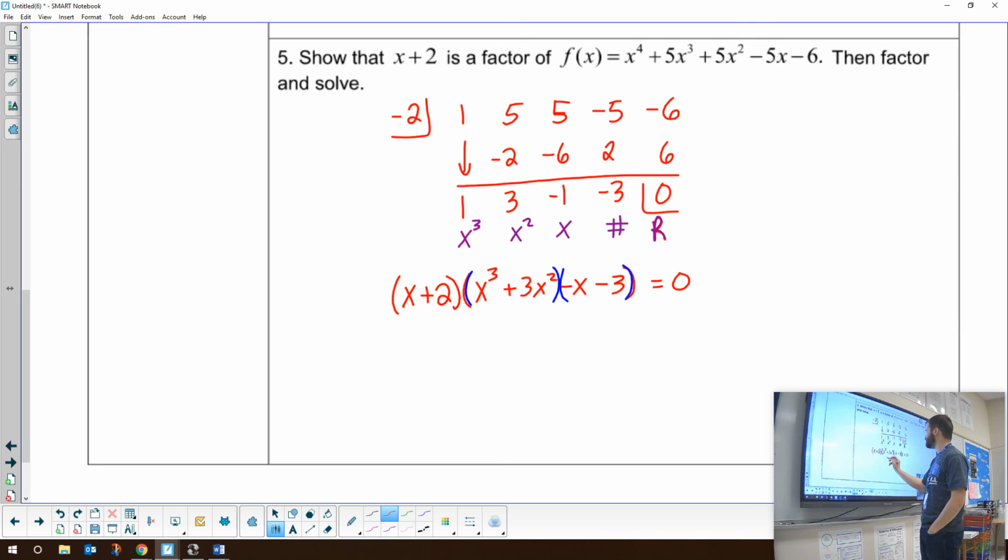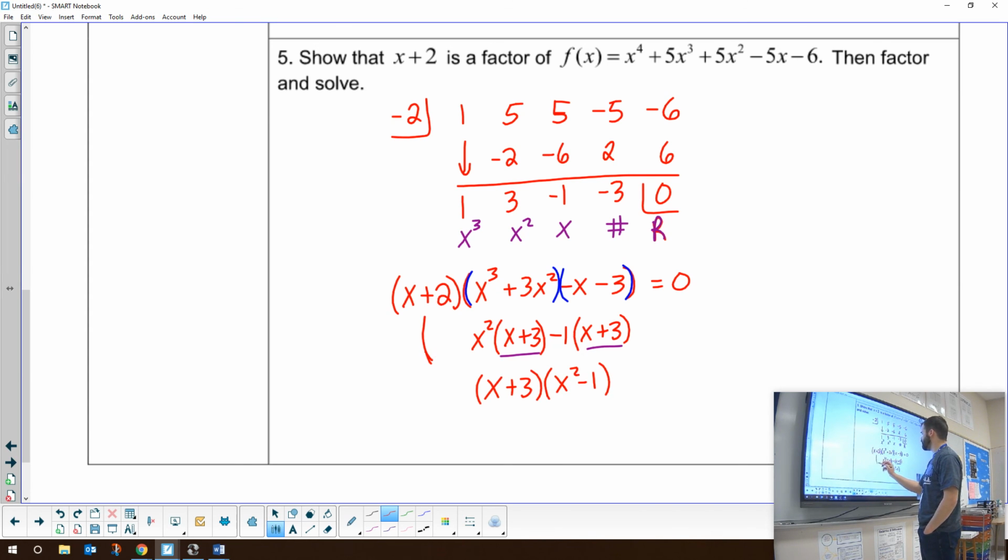So we're going to group the first 2 here and group the last 2. So we'll pull out an x squared, and that'll leave me x plus 3. On the other one, I'll pull out a negative 1, and that'll leave me with an x plus 3. Then we have these x plus 3's in common, so I can bring those to the front. So I'll have x plus 3 times x squared minus 1, and then we'll put back my original factor. So we'll put back the x plus 2 in front.